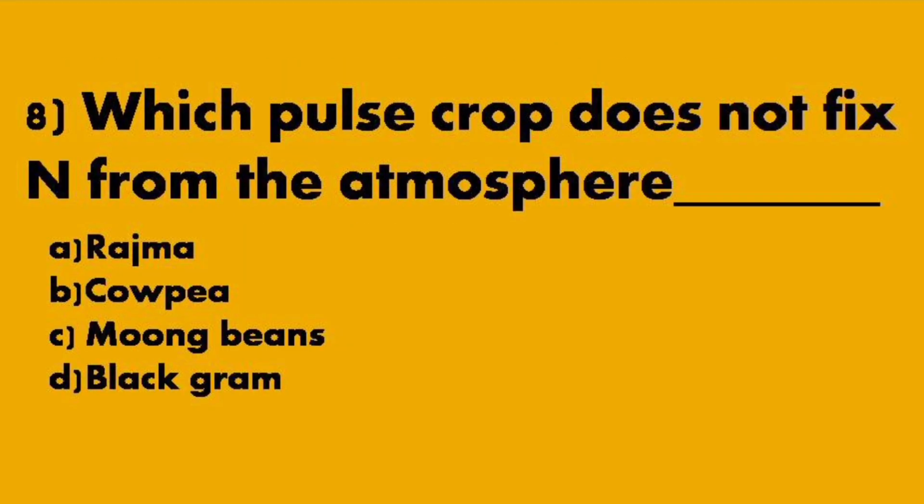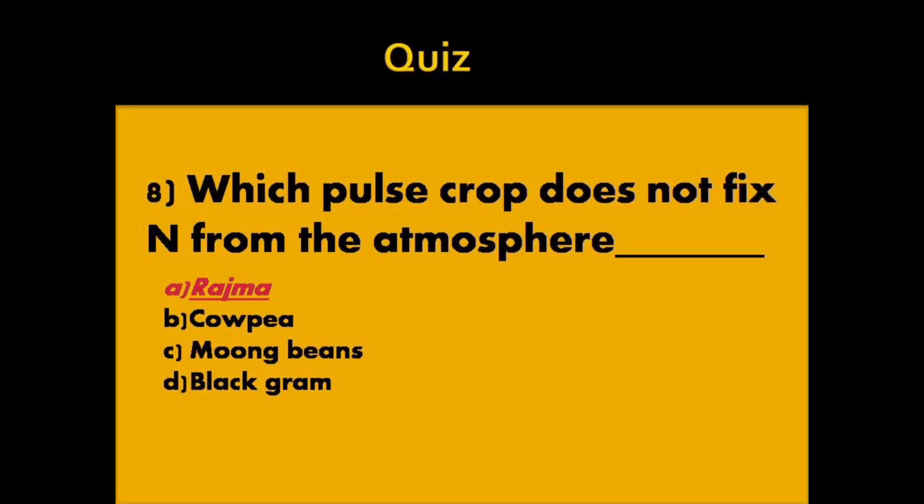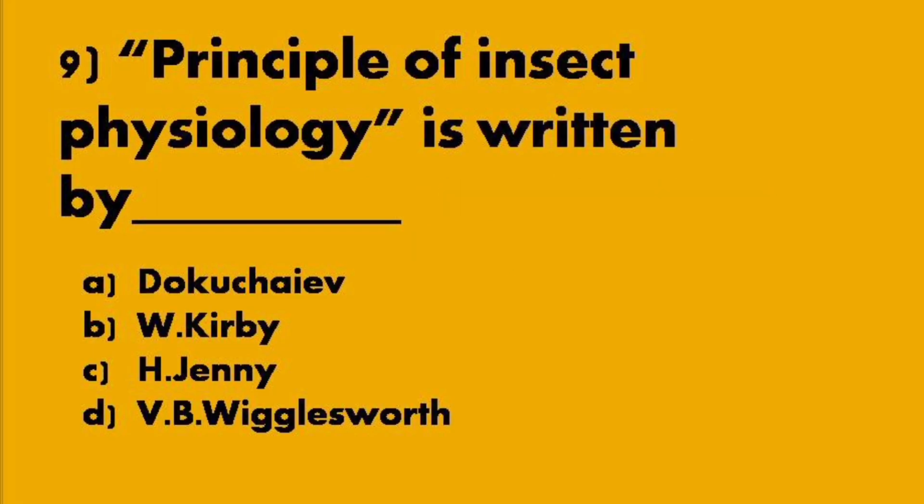Eighth question, which pulse crop does not fix N from the atmosphere? Option A, rajma. Option B, cowpea. Option C, mung beans. Option D, black grams. Answer, option A, rajma. Ninth question, principle of insect physiology is written by dash.